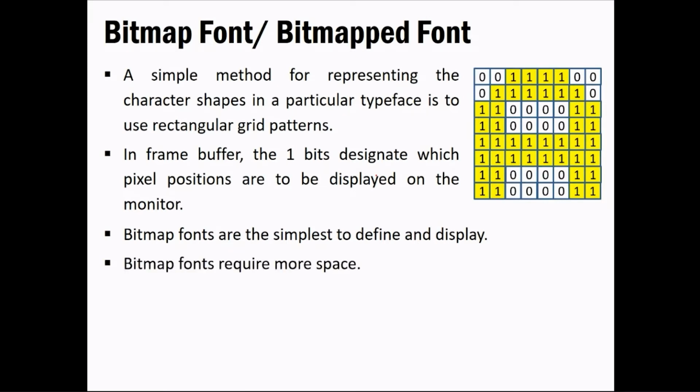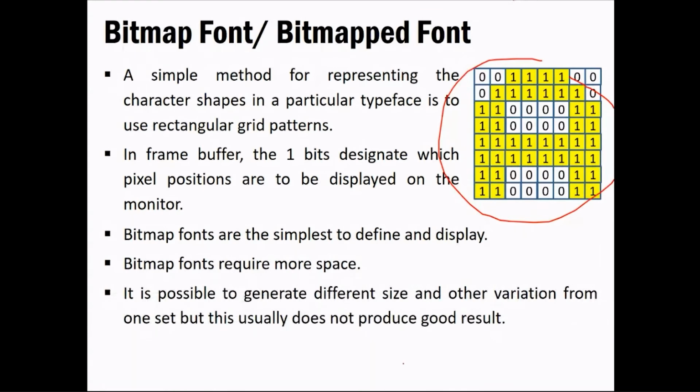But it requires more space, because you need to have this bit information with you so that you can store it in your grid or in your frame buffer. For each single character, you need to have this much information, as it is over here. So obviously it is not efficient. It's possible to generate different sizes and other variations from one set, but this usually does not produce good results. You would get a jagged appearance at the end.